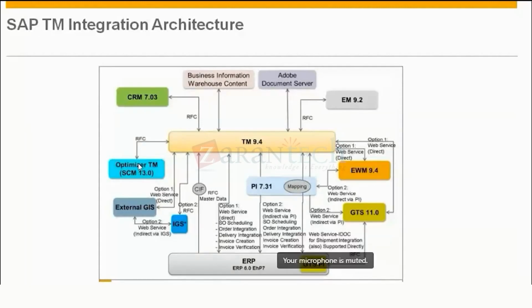So this optimizer is the engine. You can say it's an engine which runs in C++ language, and that engine actually does the planning for TM. So you have to install an optimizer if you want to do all automatic planning. And automatic planning has a lot of functionality, but many clients don't use the optimizer. I'll tell you what the different constraints are later on.